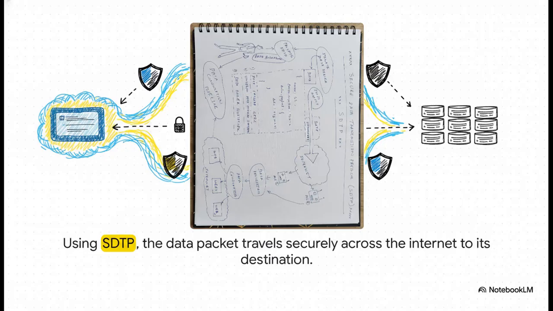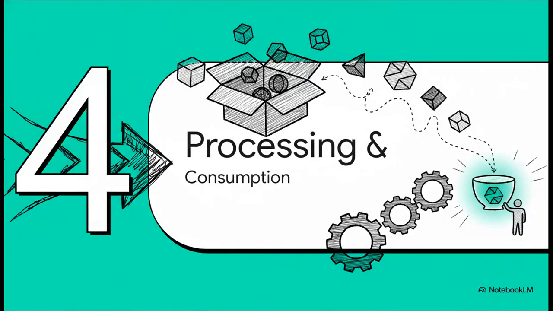You can see the journey right here. That little packet leaves the safety of the private server and, thanks to the SDTP rules, it navigates through the cloud, which is just a nice way of saying the internet, all the way to its destination. This protocol is basically the data's personal bodyguard during its most vulnerable moment. So, it made it. The journey across the internet is over, and the data has arrived safely. But its job isn't done yet. Now it needs to be unpacked, processed, and actually put to use.